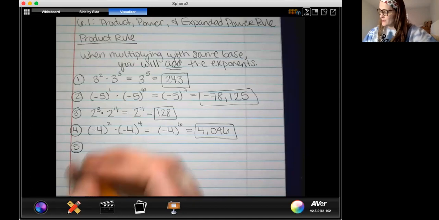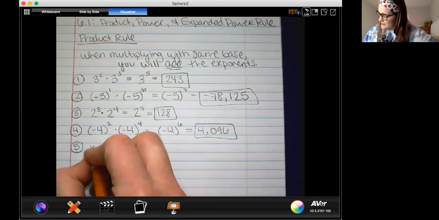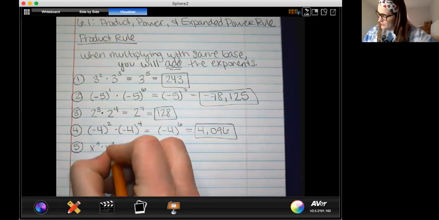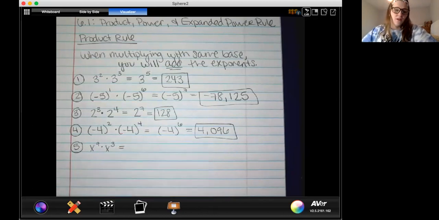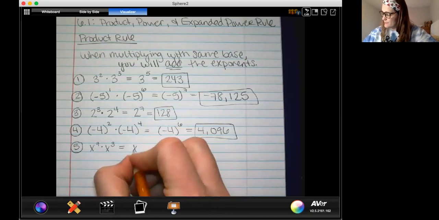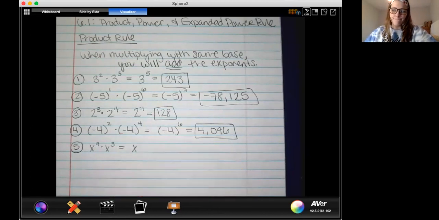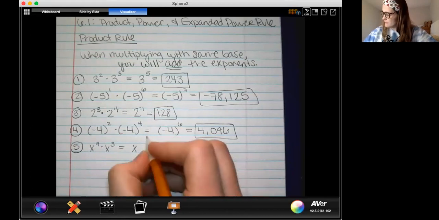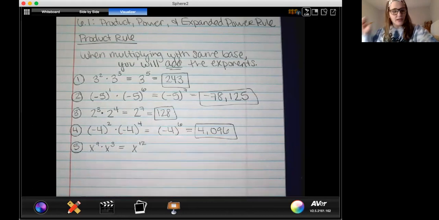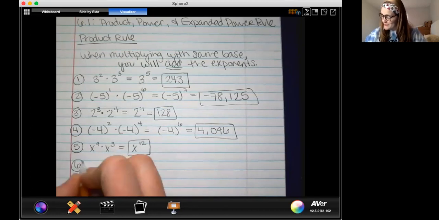Okay, so this also works on variables. X to the 9th times x to the 3rd. So we add them. So we would get x to the 12th. Okay, now can I simplify anything past that point? Nope, sure can't. So that's all I have to do. So that's about a 5-second question. As long as you can add numbers, you can complete this work.